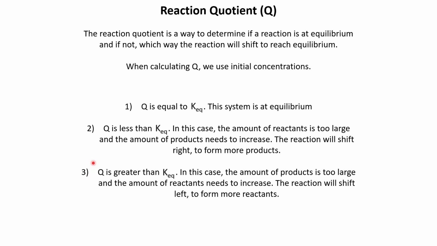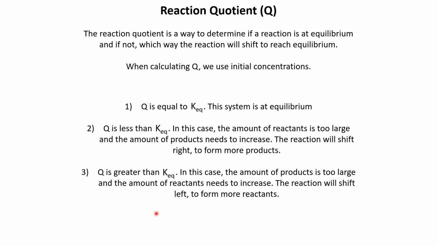Which brings us to scenario 3, which is of course the opposite of scenario 2. Q is greater than KEQ. Again, remembering that KEQ is products over reactants. In this case, the amount of products is too large and the amount of reactants needs to increase. So to increase reactants, the reaction is going to shift to the left to reach equilibrium. So we're using a calculation of Q to compare with our K to see first if we're at equilibrium, and then if we're not, which way we are going to shift to reach equilibrium.